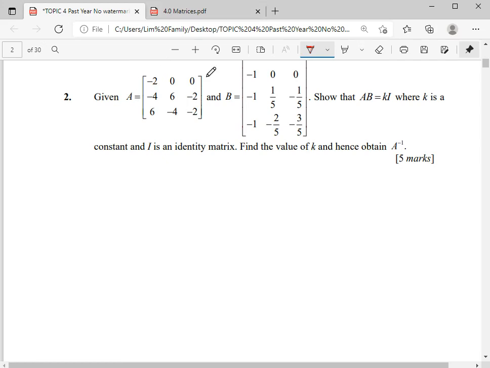For this question, they're giving us A, and then they're giving us B. They said, show that AB equals KI. So find out the K, and hence obtain your A inverse. You have to find out the K because your A inverse depends on your K value here, because you have this important keyword, which is "hence".